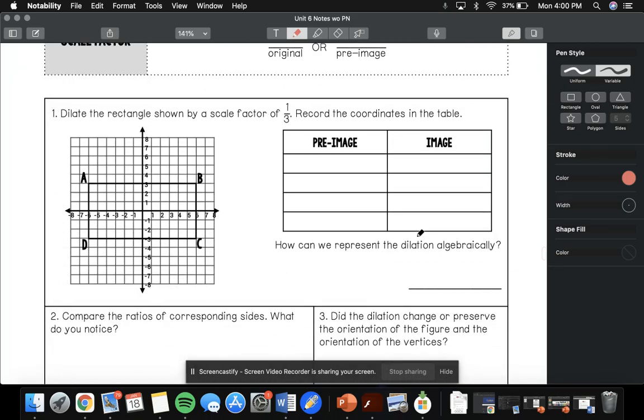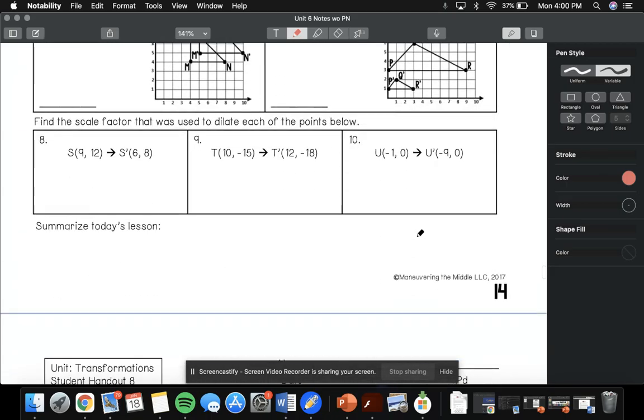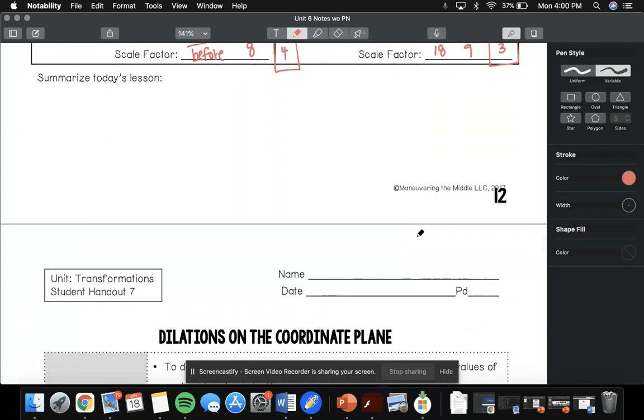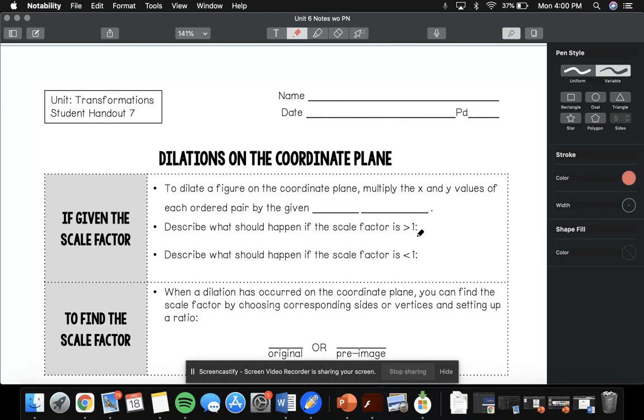All right, today we are on pages 13 and 14. So we are going to actually talk about how to dilate figures on the coordinate plane. So make sure you have your notes out and you're writing this down. To dilate a figure on the coordinate plane, we are going to multiply the x and y values of each ordered pair by our scale factor.